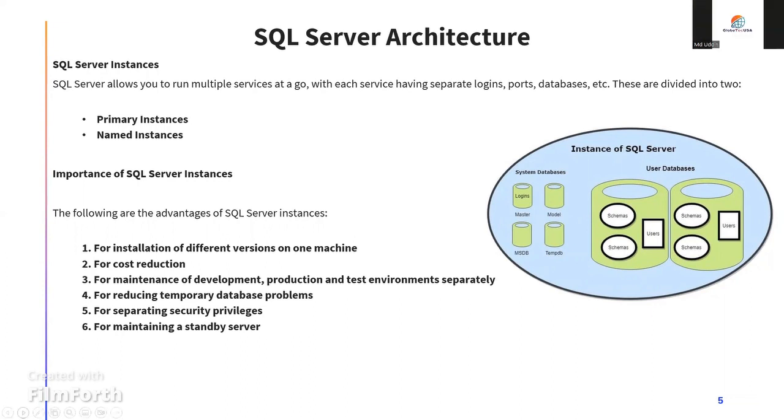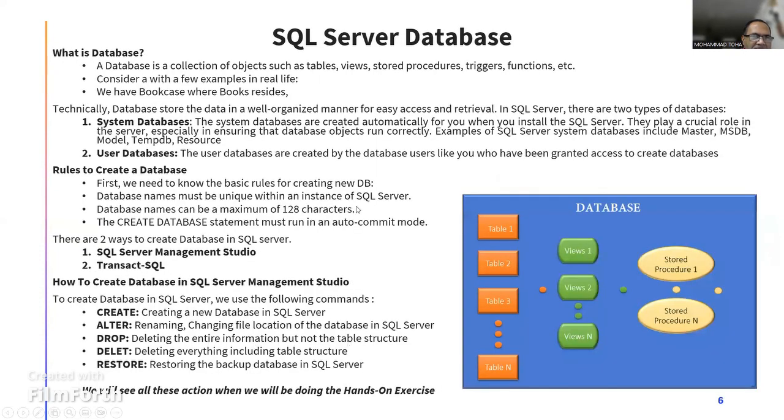So it's a hardware or a machine where all the data or information is stored. There's a database. Okay, it's the storage of the data. So a database is a collection of objects such as tables, views, stored procedures, triggers, functions, etc. Those are the database objects in SQL.